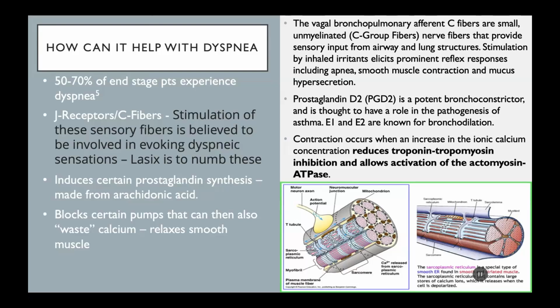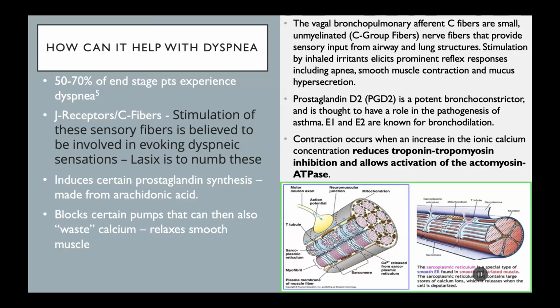Lasix in general induces certain prostaglandin synthesis. It's made from arachidonic acid, don't worry about that. But it induces certain prostaglandin synthesis, and we can see this as PGD2, prostaglandin D2, is known as a bronchoconstrictor. That's not good. We don't want that in our COPD patients, right? But then E1 and E2 are known for bronchodilation. So if Lasix is inducing some of these prostaglandins, and E1 and E2 are part of that list, if we nebulize, it wouldn't have a direct impact on the lung. Okay, so we're getting there.